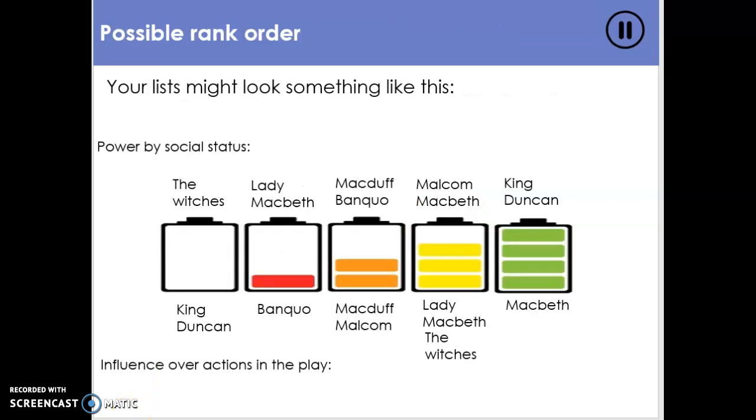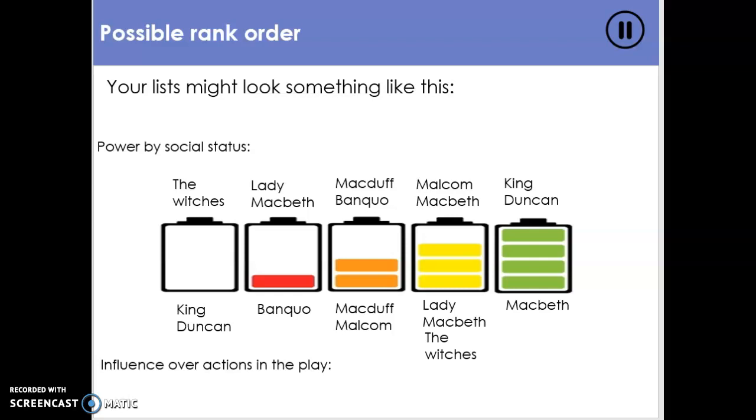Thank you. Okay, so I've done this activity at the same time as you, and this is my list. Hopefully yours looks reasonably similar. You can see across the top of the battery, I've put the characters that would have social status by the standards of the age, and then along the bottom of the batteries, the characters who have influence over actions in the play. So fairly obviously, in terms of the social status, the hierarchy, King Duncan is the main man.